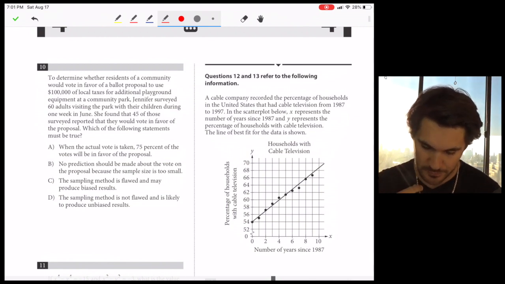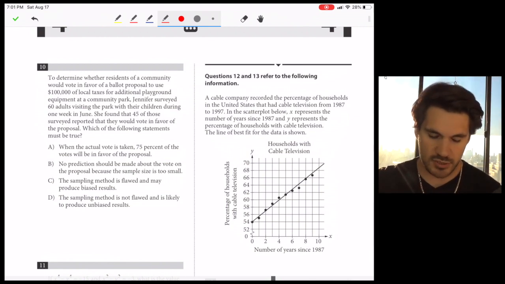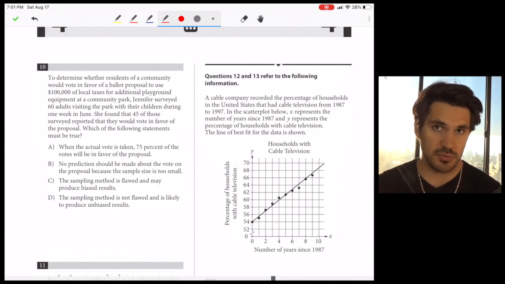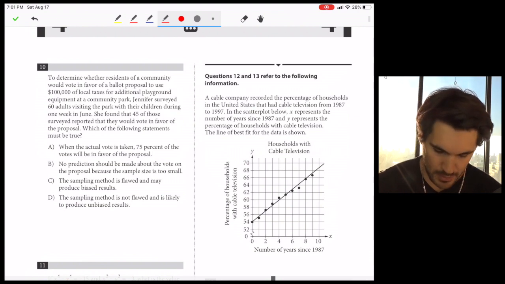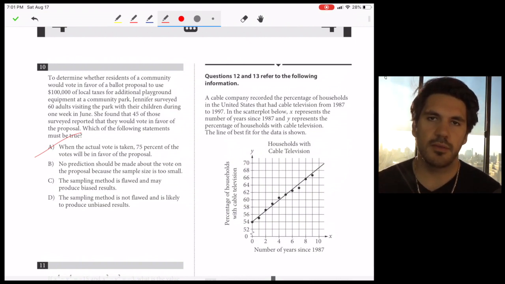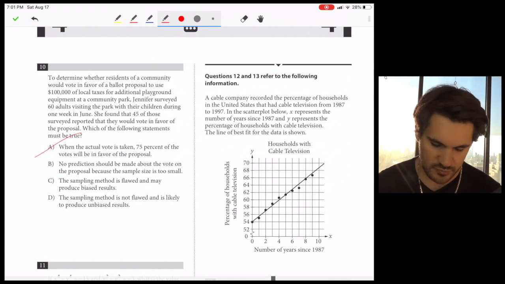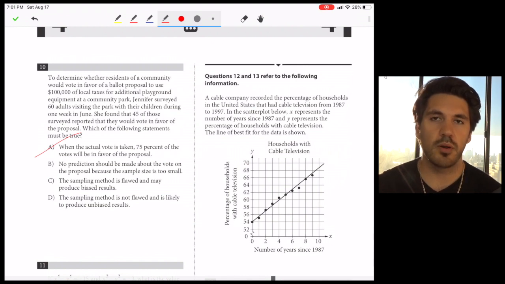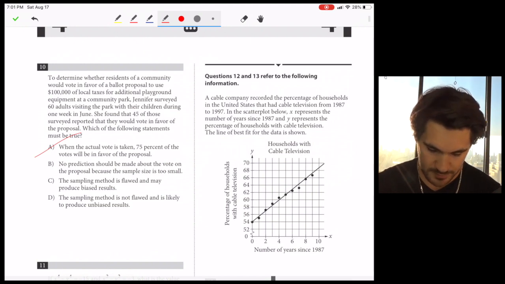What must be true? We can only draw statements about predictions, so we can't make any conclusions on the actual results. We don't know what will actually happen. So A is out. Is the sample size too small? This will never be an answer for the SAT. It'll never be an issue of the sample size being too small. It'll pretty much always be an issue of the sampling method being flawed, or for whatever reason the sample wasn't representative of the population, and thus we can't draw any conclusions. So B's out. So we're left with C and D.